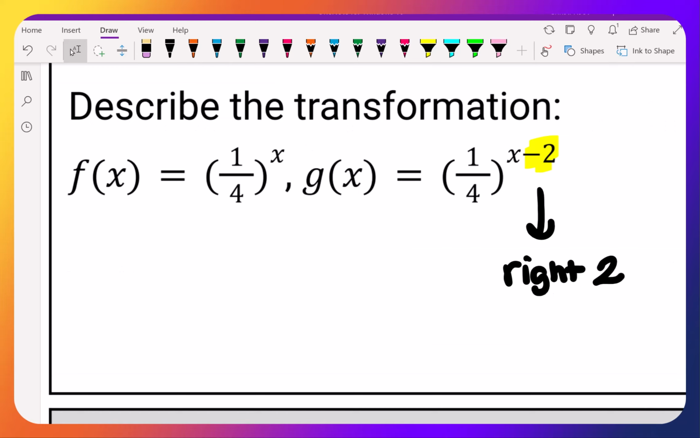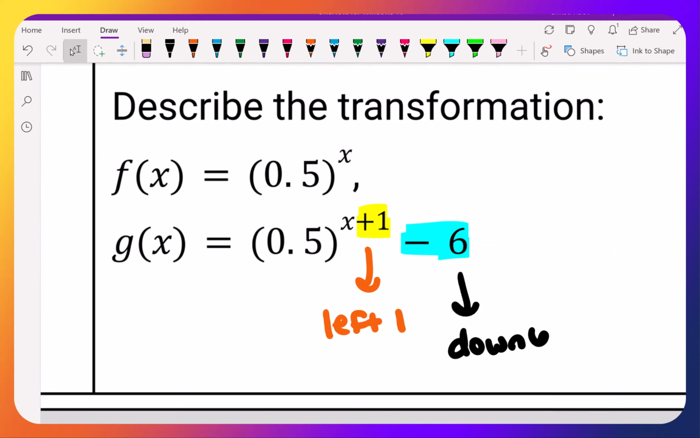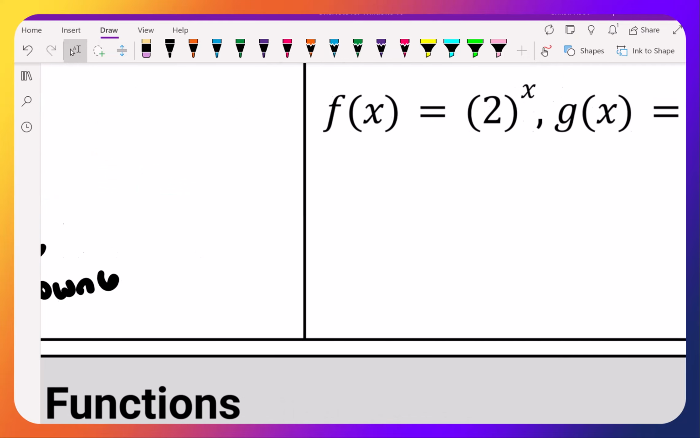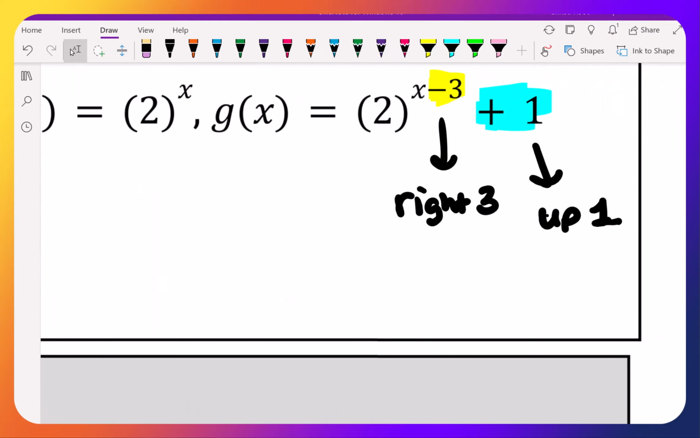So I highlighted the change between the f and the g function, and it was the -2 from the x, which is going to make it go to the right 2. Okay, and this is the second one. We had 2 changes here. So that's going to go to the left 1, and then it's going to go down 6. And the last one, we have 2 changes in this one as well. We're going to go to the right 3, and then we're going to go up 1.